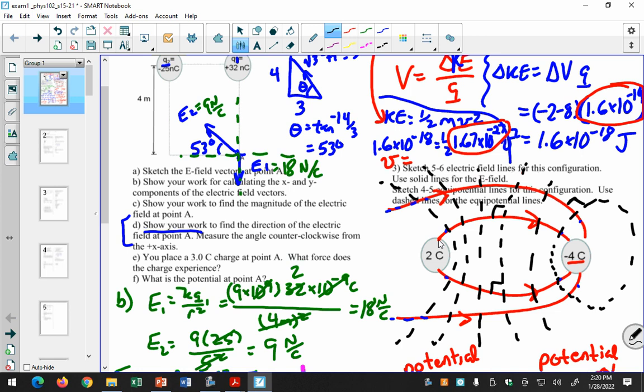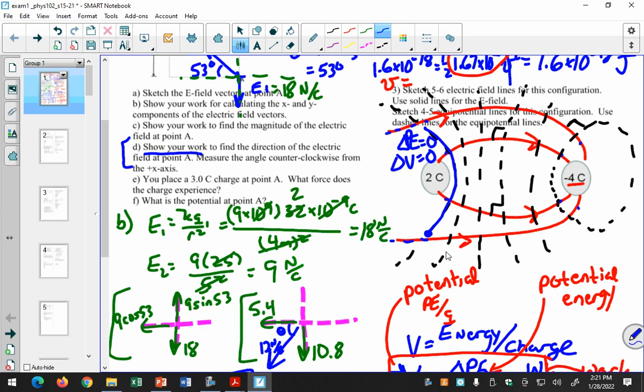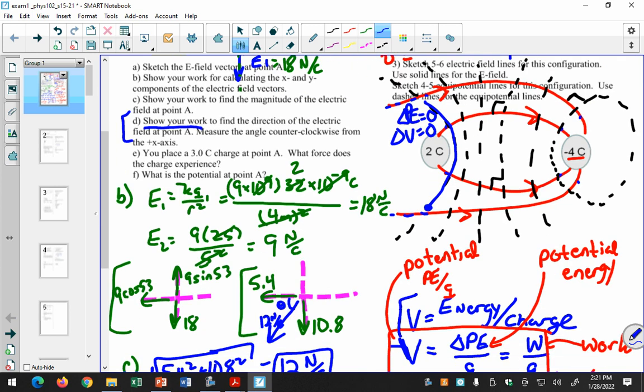Equal potential lines are important because the energy of a charge moving along that equal potential line does not change. Delta E is equal to 0 because delta V is equal to 0. I'm going to put delta PE rather. And since those two are related, because potential is energy per charge, if the potential doesn't change, the potential energy doesn't change.